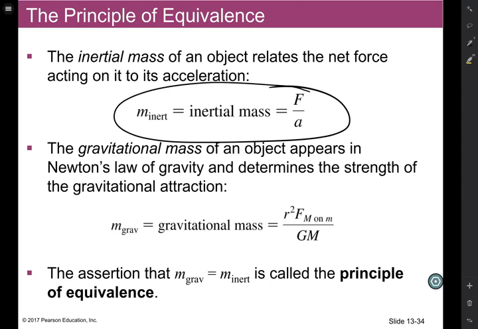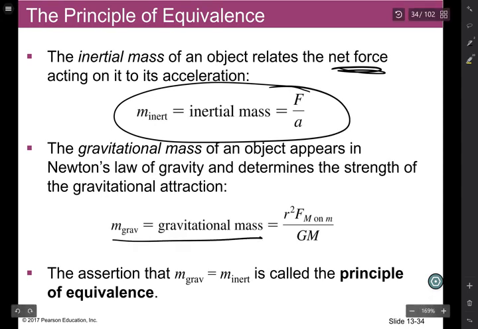There is no reason that these two definitions are the same, right? This is about net force. This could be anything. This could be an electric force. This could be a push. This could be friction. There is absolutely no reason that the inertial mass that you calculate there is the same as the gravitational mass that you find from Newton's laws of gravity. It turns out, however, they're exactly the same.